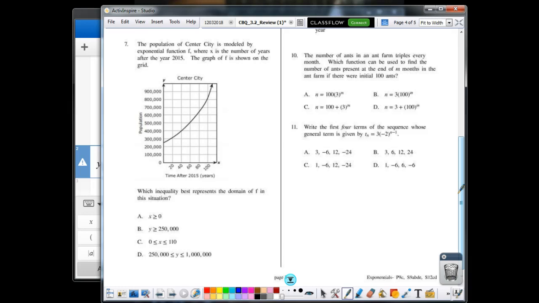Okay, so redox, right? Anytime you see a range or domain question, you have to think redox. Range is y, domain is x. If they're talking about domain, which two answer choices can I eliminate? B and D, right? So now it's between A and C.